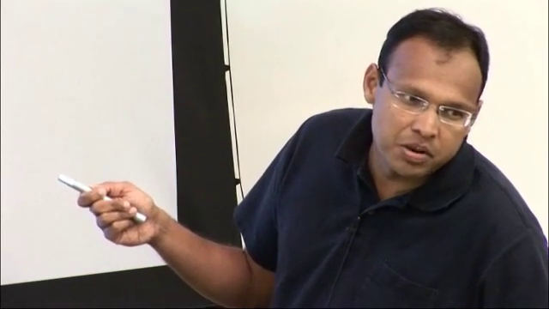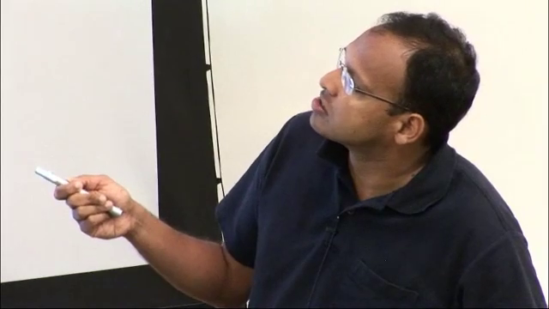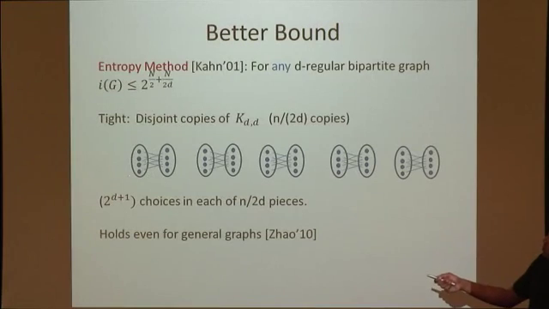And actually what's nice about this result is it's exactly tight, because if you have say n over 2d copies of this K_{d,d} complete bipartite graph on d by d, so there are n vertices, right? So this graph has 2d vertices and I take n over 2d copies, so it looks like this. Then for each of these pieces there are 2 to the d plus 1 choices for my stable set, right? Either I can pick any subset here or any subset here. And then if I raise this number to the n over 2d, I'll get exactly that. So this is exactly correct.